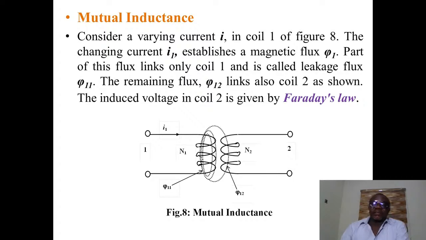If you look at the dotted line, you see that some of the flux only stopped at the left-hand coil, while some crossed over to link with the right-hand coil. So we call the one that stopped only on the left-hand side φ11, while the one that was able to cross to the second coil we called φ12.